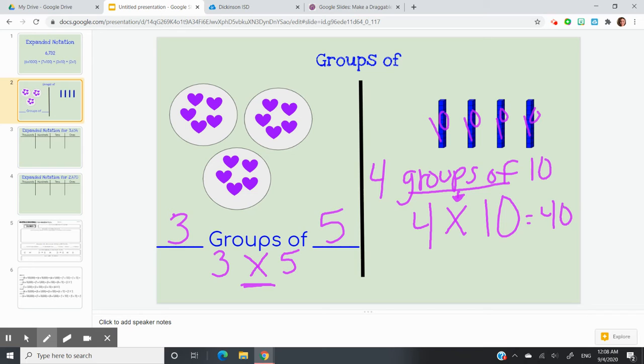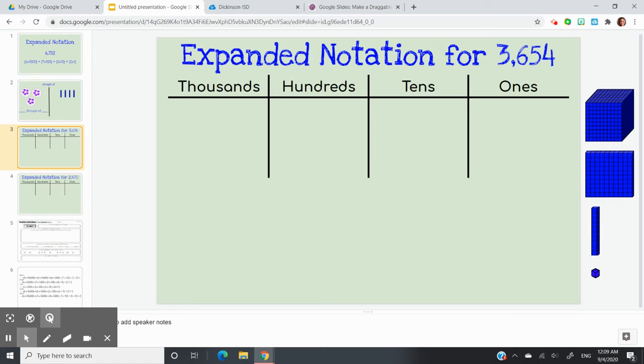So we're going to take all of this and practice representing numbers in expanded notation. So let's go to our next slide. So I have here the number 3,654, and I would like for us to show it in expanded notation. Well, the first thing I need to do is make sure I know the place value for each digit in that number. So I have a 3, and that's representing the thousands. So I have 3,000s. I have 6 hundreds. I have 5 tens, and I have 4 ones.